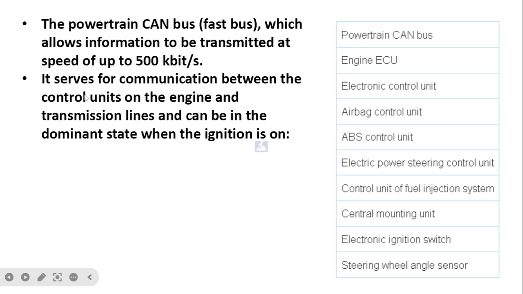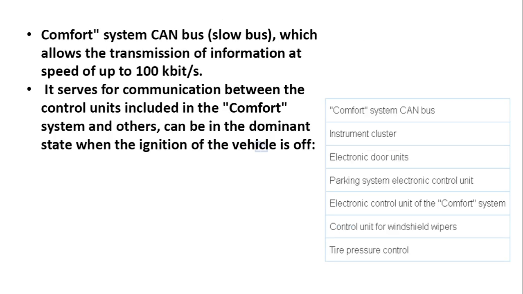It serves for communication between the control unit on the engine and the transmission line and can be in the dominant state when the ignition is on. When the ignition switch is on, it provides the fast signal, that's why they have used the 500 kilobits per second property of the cable. In the next window we'll see, in this case they have used 100 kilobits per second.